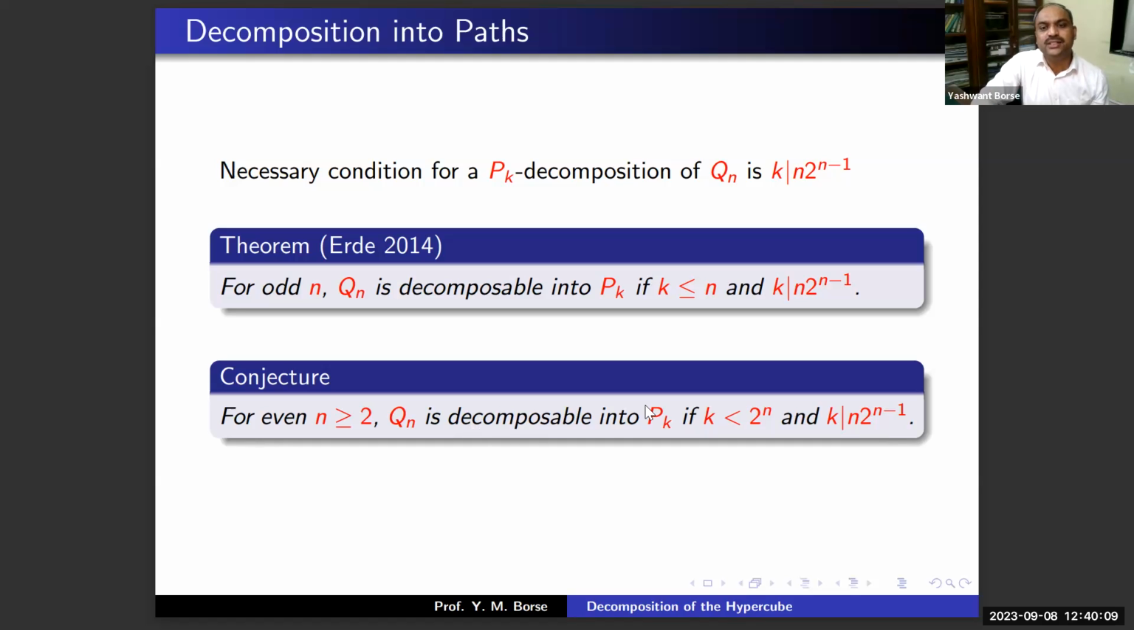So Qn is decomposable into paths of length k for any k less than 2 raised to n and k dividing n into 2 raised to n minus 1. This is a conjecture by Faraday and open from 2014.